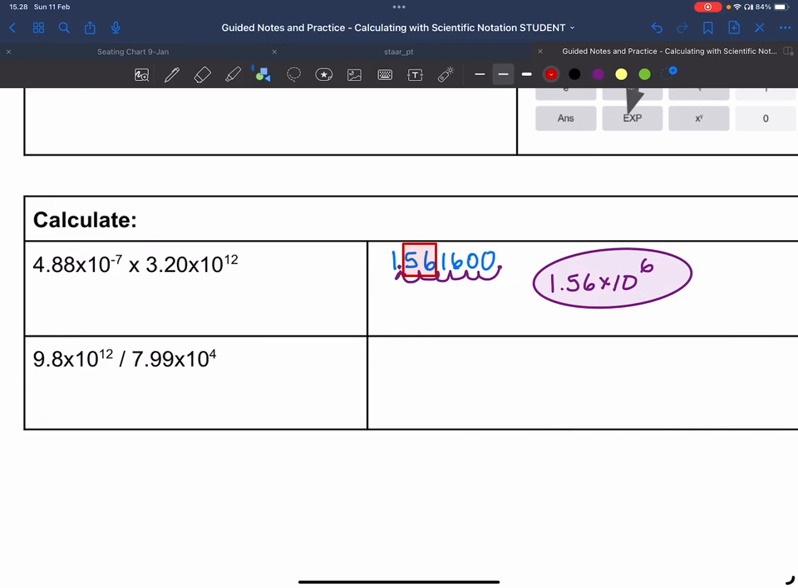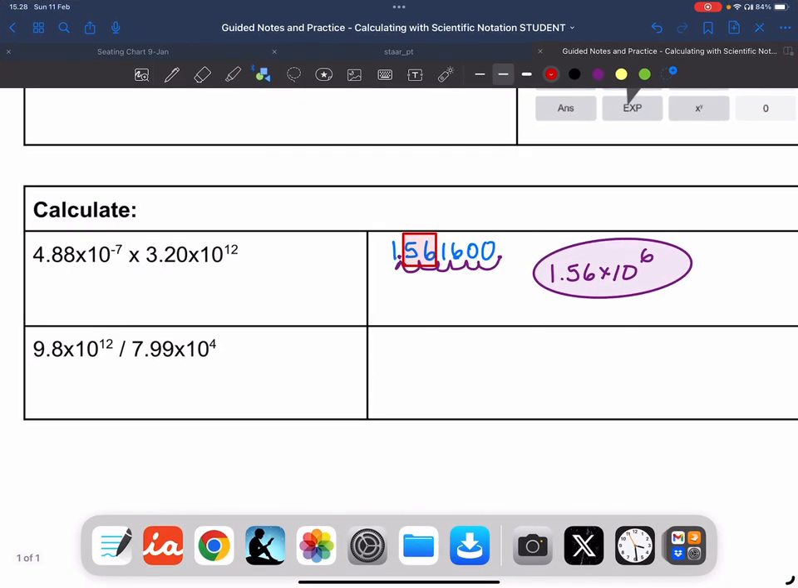9.8 second EE to the 12th divided by 7.99 second EE to the 4th. Enter. And then I get a really big number. I'm going to change my calculator. I'm going to use the mode button. By the way, if you want to do this, use the mode button to change it to scientific notation.